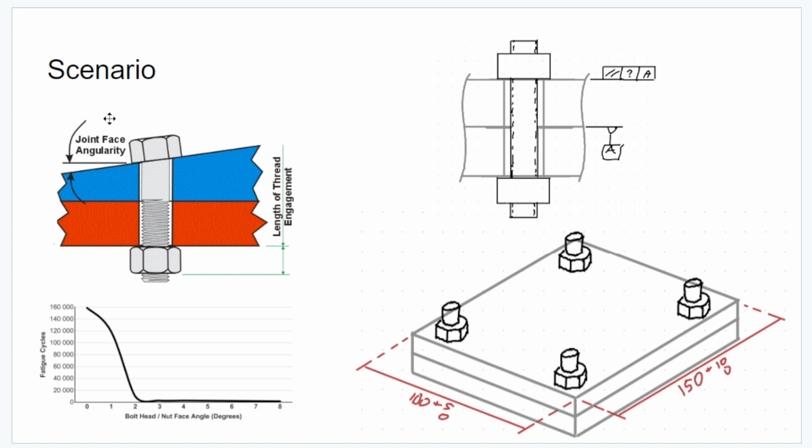And this is something to consider when you're picking a parallelism for a bolted joint surface, is that the joint face angularity actually impacts the fatigue life of that joint quite a bit. So you can see there's a quick drop off after you leave 0 degrees, but especially if you go past, let's say, 1 degree, it seems like it drops off very, very quickly. So from 0 to 1 degree, it's quick, but then from 1 to 2 degrees, it goes to almost 0. So this is something that you should be considering when you're picking the parallelism tolerances for a bolted joint.